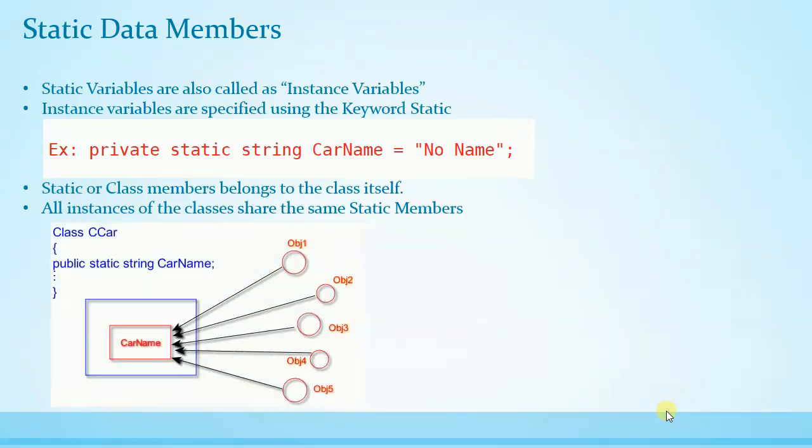Here in the below picture, you are seeing a car class and it has a static member carName. If there are 5 instances of this class CCar, all 5 instances will share this same location. That means all instances will share this same carName. So if object 1 changes the carName, then object 4 will see that.